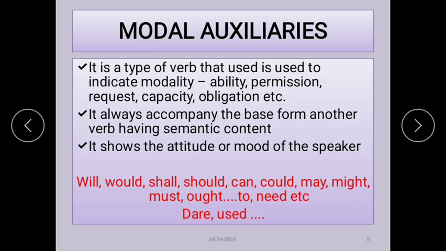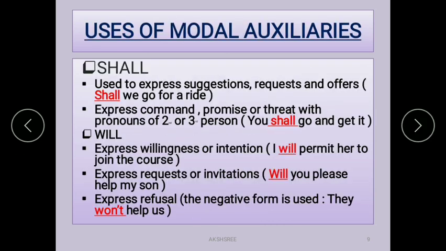What about the primary auxiliaries? Is, are, am, was, were, has, have, had, do, does, did. Modal auxiliaries: will, would, shall, should, can, could, may, might, must, ought to, need, dare, used. Okay, here we can see some of the uses of modal auxiliaries.